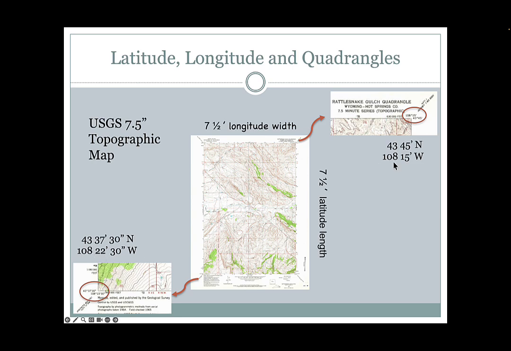So we're going from 108 degrees 15 minutes on this side here, and over here, this line of longitude would be 108 degrees 22 minutes and 30 seconds. So once again, the difference between those two is 7.5 minutes of longitude between this boundary on the right side of the map and this boundary on the left side of the map.